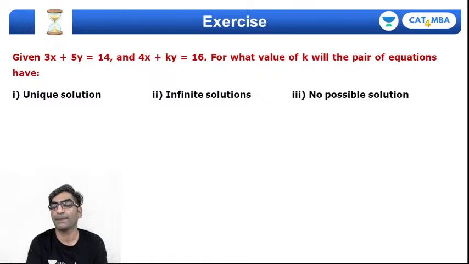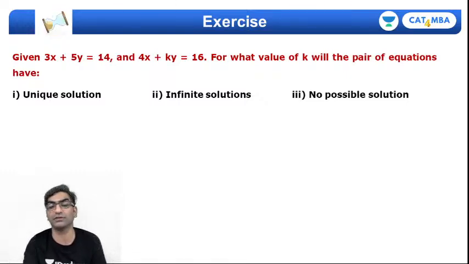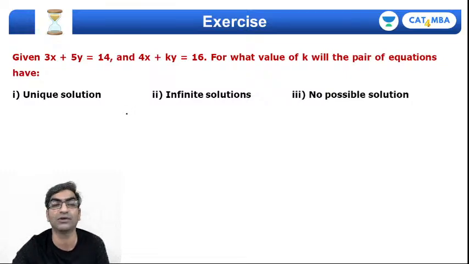Let's solve one problem and apply this. Consider two equations given over here, 3x plus 4y is equal to 14, 4x plus ky equal to 16. Find the value of k which gives me a unique solution. What is the condition for a unique solution?